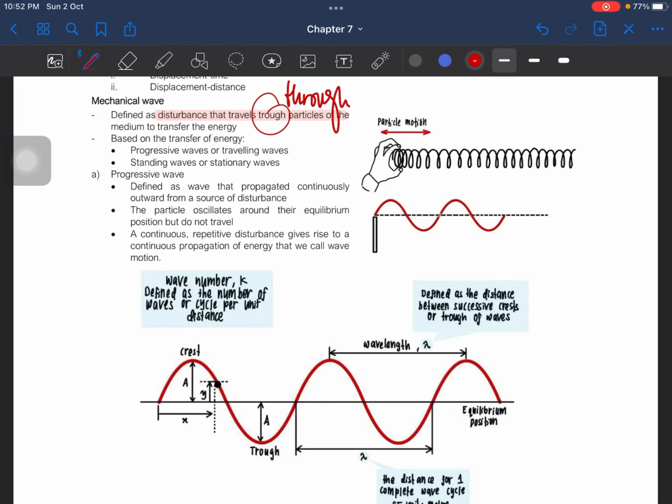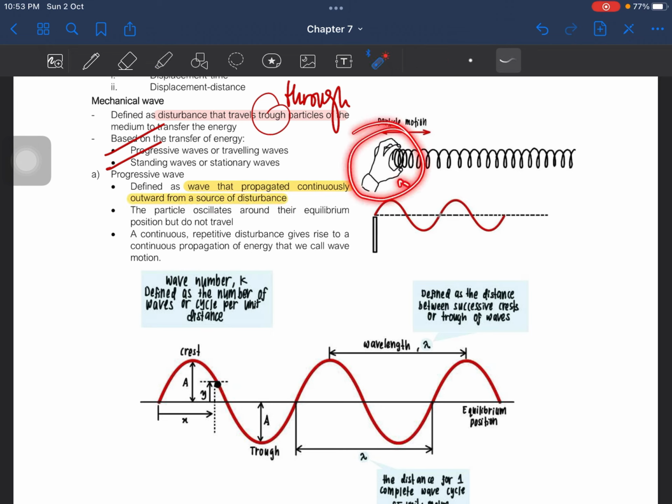So there are two types of waves based on the transfer of energy. The first one is progressive waves. Second one is standing waves. So marilah kita tengok the first one, which is progressive wave. Ni salah satu contoh disturbance. Kalau kita gerak-gerakkan, there is a transfer of energy in this spring. Okay, so progressive wave is defined as a wave that propagated continuously outward from a source of disturbance.